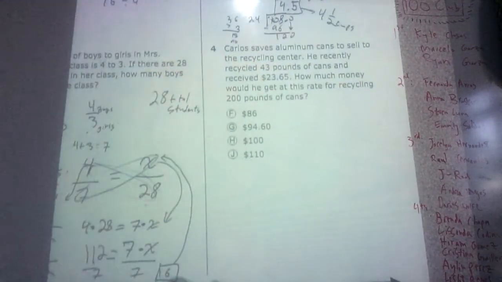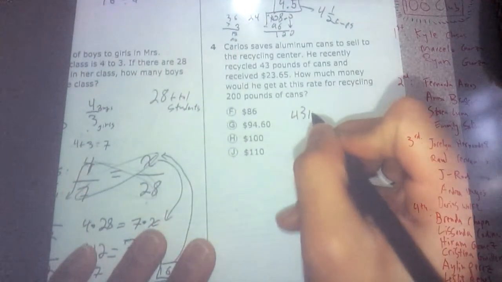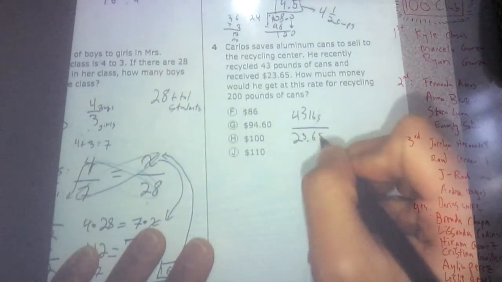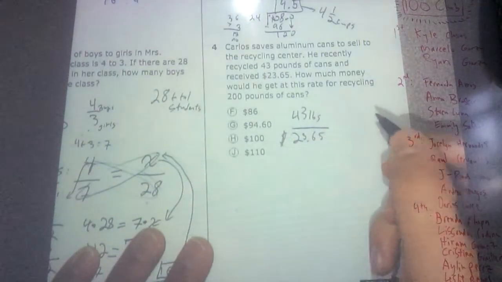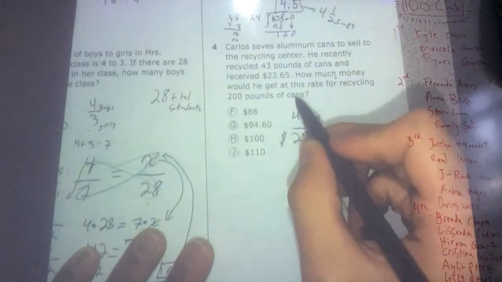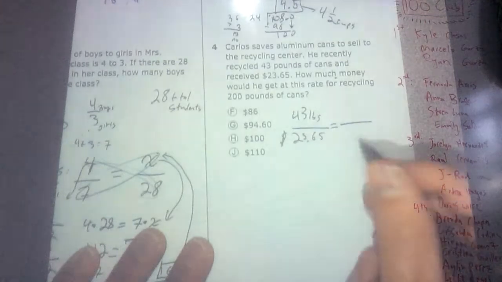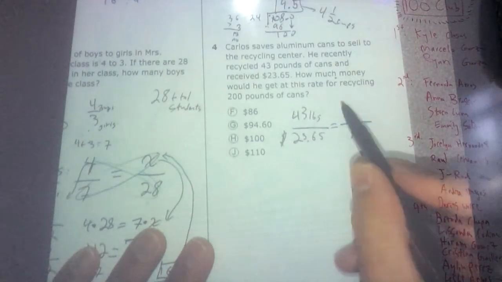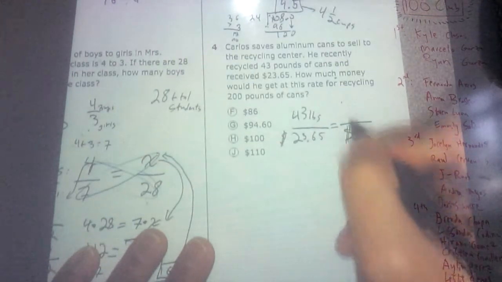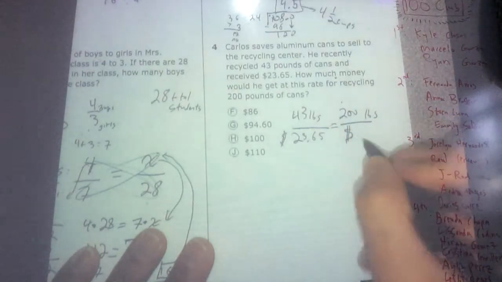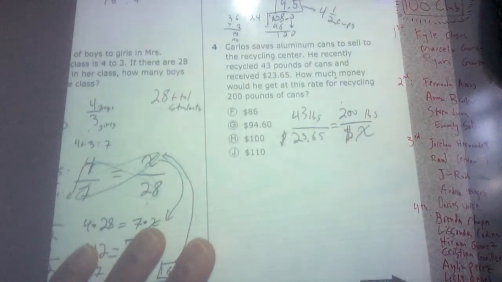Next problem. Carlos saves aluminum cans to sell to the recycling center. He recently recycled 43 pounds and received $23.65. How much money would he get at this rate for recycling 200 pounds? So, am I going to put the 200 here or here? Well, this is dollars here, and this is pounds, so the 200 is going to be put here. And this here is going to be x dollars.